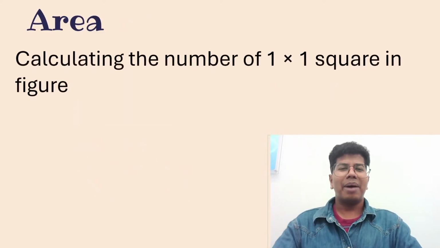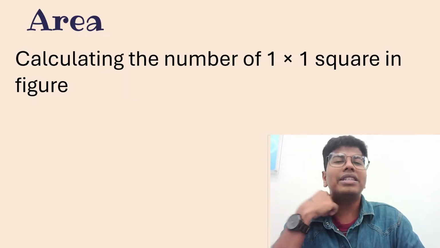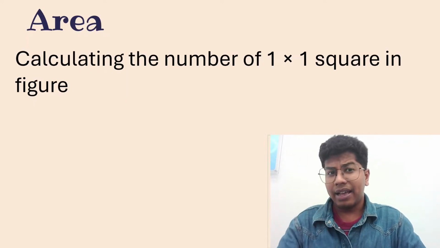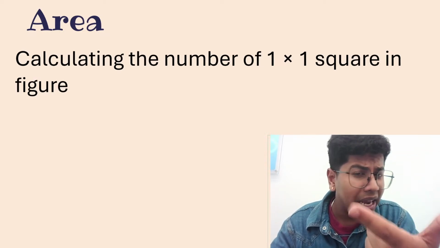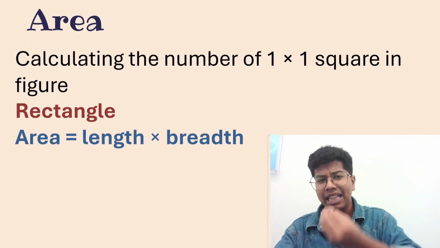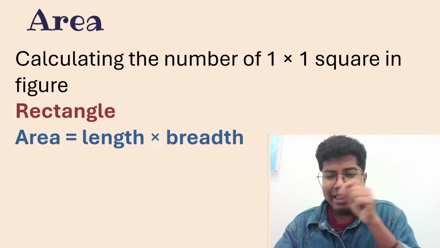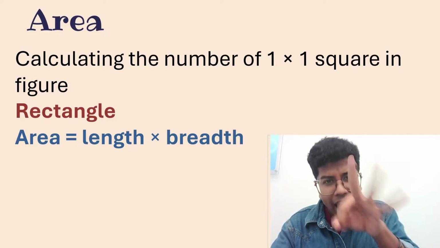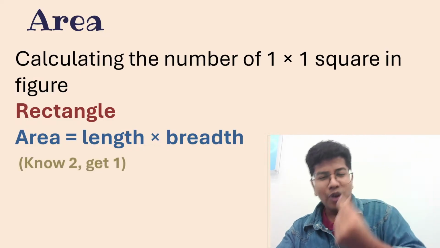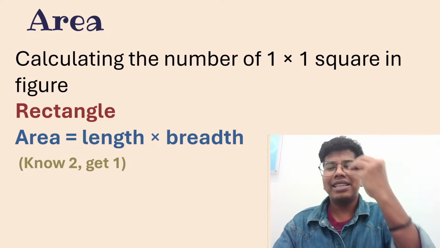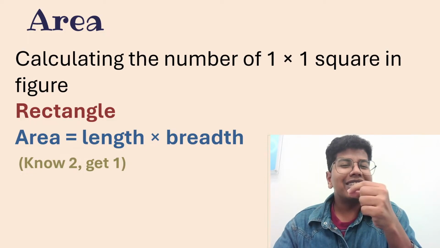So let's summarize this. Area is nothing but calculating the number of 1 times 1 squares in a figure, and also for a rectangle. Recollect, what was the formula for rectangle? If you have length, if you have breadth, just multiply. Length times breadth. This is for the area. Now, out of these three values, if we know just 2, we can easily find out the 1. So the part that we have to remember is know 2 to get 1. Now, this is for the rectangle.